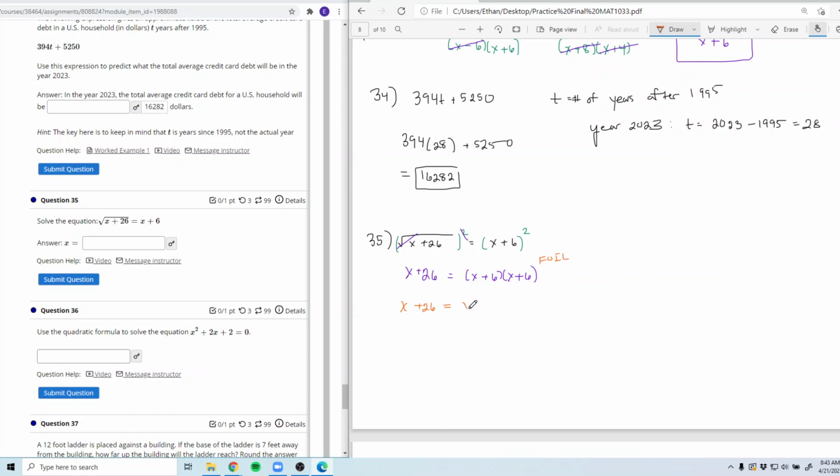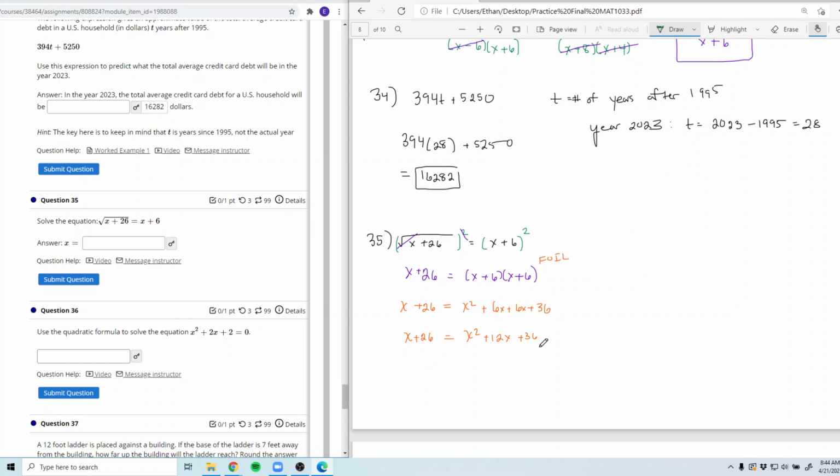X times x is x squared, plus x times 6 is 6x, plus 6 times x is also 6x, plus 6 times 6 is 36. And 6x plus 6x, we can combine like terms to get 12x. We got x squared plus 12x plus 36.